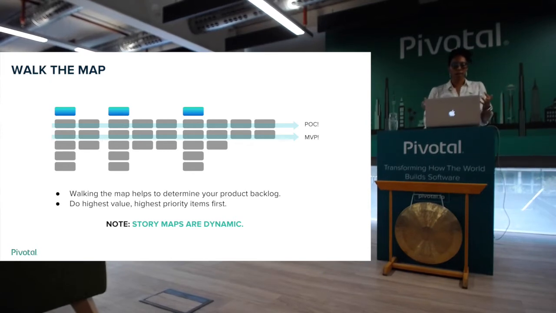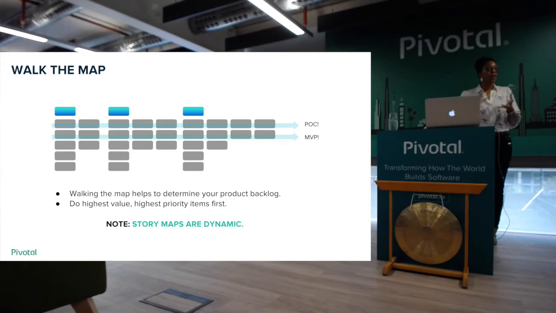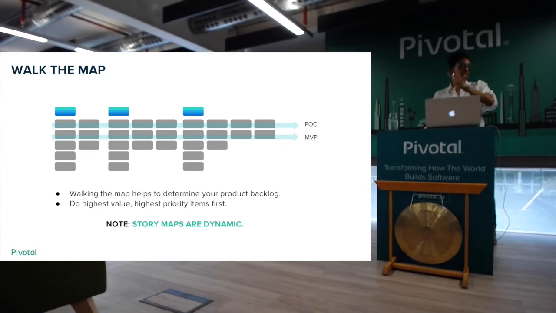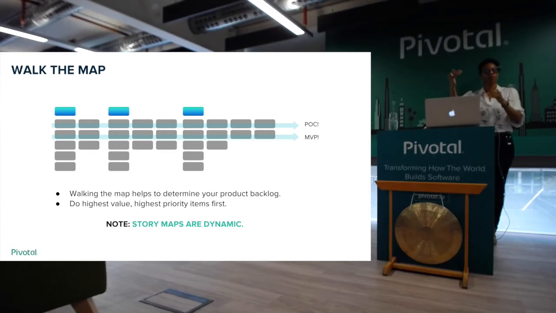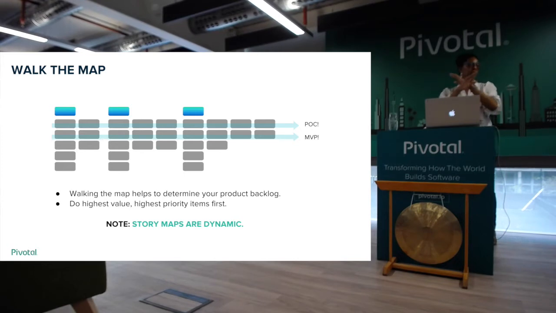So walking the map effectively helps you determine your product backlog. It also makes sure that you do the highest priority thing or the highest value items first. But keep in mind, these change, and it's okay for them to change over time. Because as you do one thing, you'll learn something, and maybe something comes up, maybe something comes down, or maybe things just get completely eliminated. So it's meant to be a dynamic, living thing, and effectively help to facilitate and foster discussion.